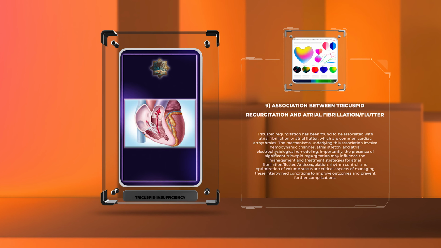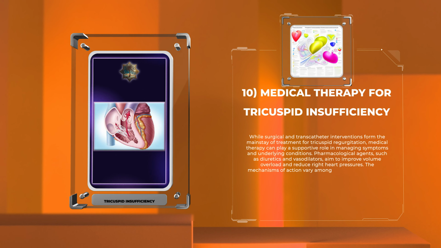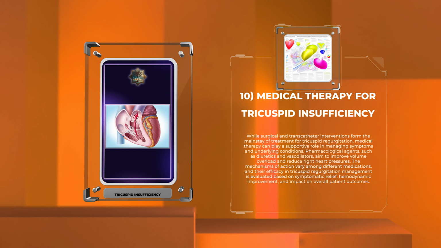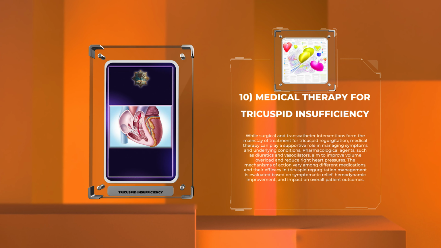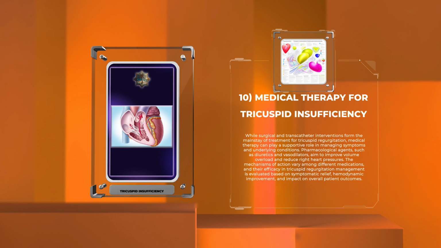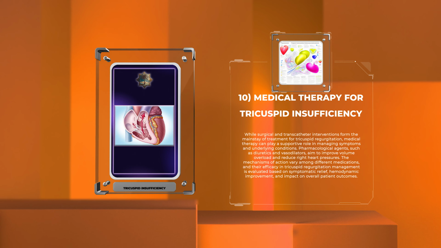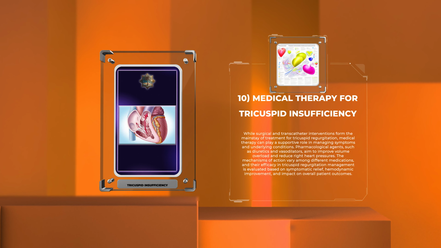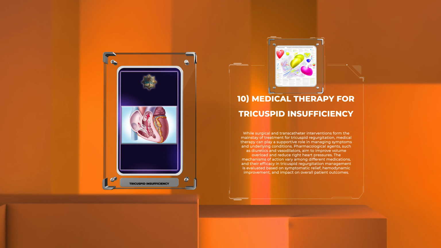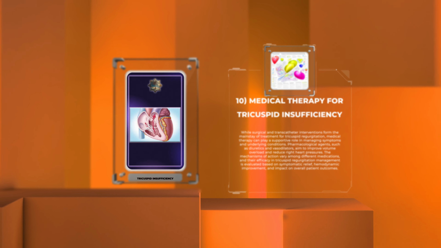While surgical and transcatheter interventions form the mainstay of treatment for tricuspid regurgitation, medical therapy can play a supportive role in managing symptoms and underlying conditions. Pharmacological agents, such as diuretics and vasodilators, aim to improve volume overload and reduce right heart pressures. The mechanisms of action vary among different medications, and their efficacy in tricuspid regurgitation management is evaluated based on symptomatic relief, hemodynamic improvement, and impact on overall patient outcomes.